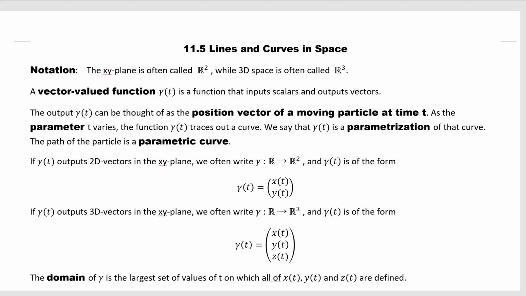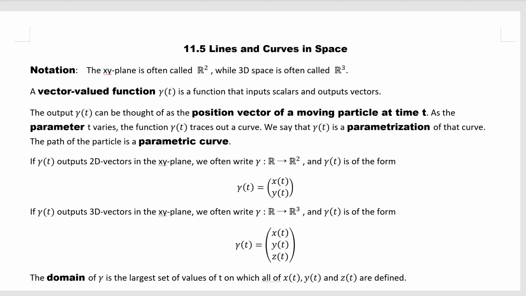Hi everyone! Today let's talk about section 11.5, lines and curves in space. So, notation: the xy plane is often called R2, while three-dimensional space is often called R3.